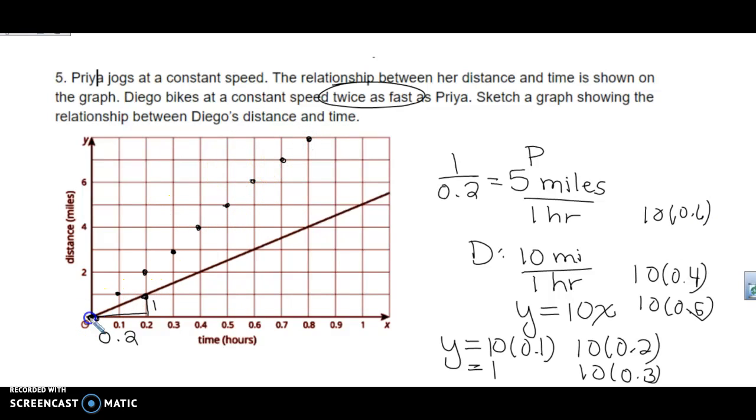Again, this is going to start at the origin because in 0 hours, they've obviously gone 0 miles. Once you have those points, connect them so that you have your line. So this graph is showing 2 lines. The steeper line is showing how fast Diego bikes, and the line that was already there is showing how fast Pyra bikes.